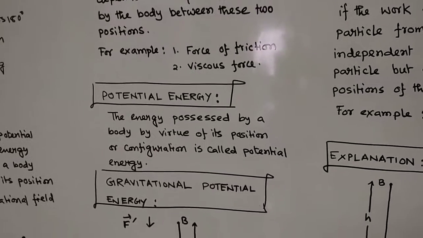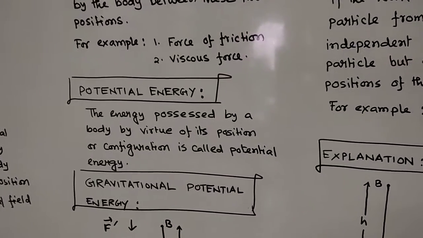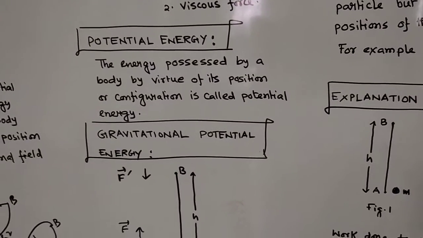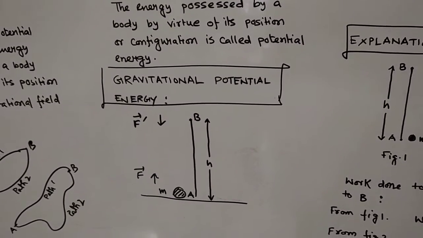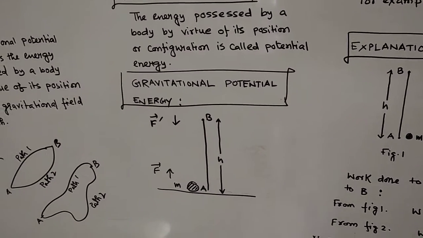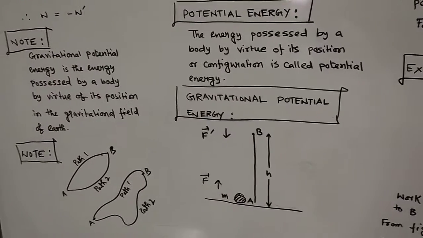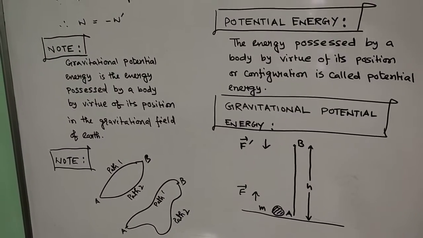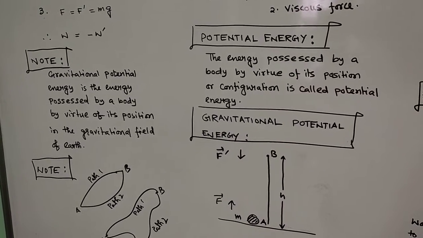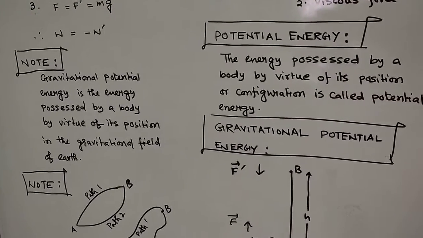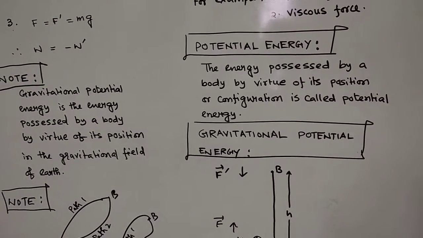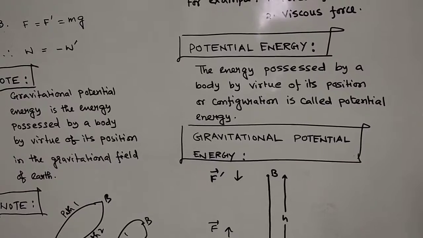Now potential energy, as you already know, is the energy possessed by a body by virtue of its position or configuration. Now here we are considering this figure to define gravitational potential energy. Let me read out once again what gravitational potential energy is. Gravitational potential energy is the energy possessed by a body by virtue of its position in the gravitational field of Earth. At different positions there is different energy, because you have to do a different amount of work.